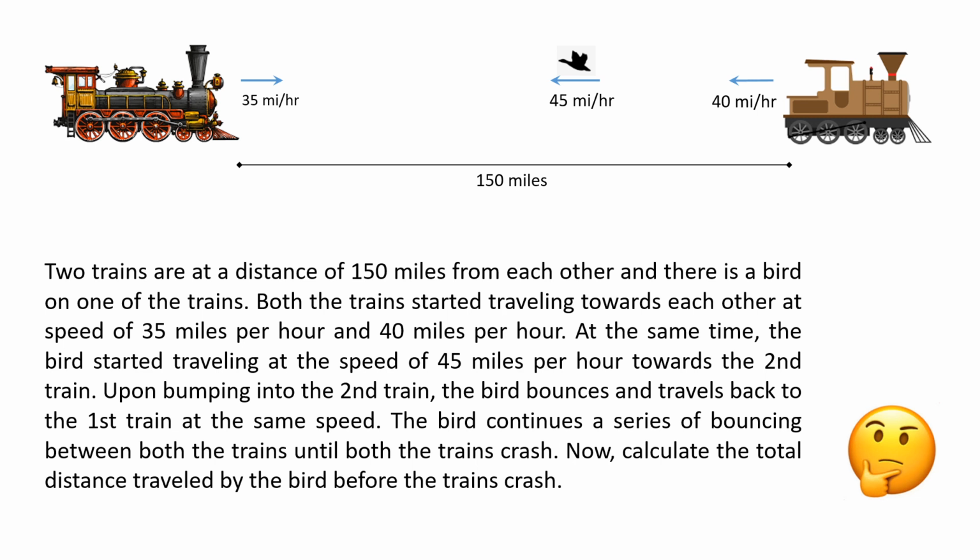Since the speed of the bird is higher than both the trains, it starts from the first train, goes and hits the second train, then flips over and flies back towards the first. Then it hits the first train and flips again and bounces back towards the second one. So the bird goes up and down in an infinite series between train 1 and 2. The question is, how much distance will the bird travel before the two trains collide with one another?